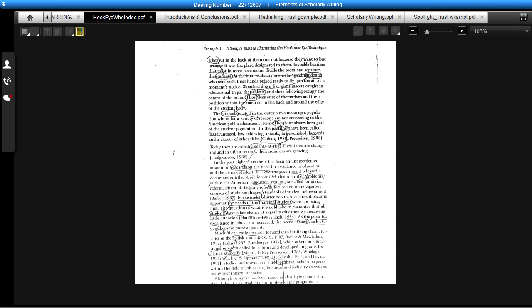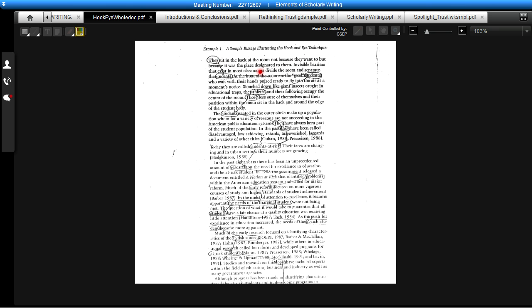Great. So the hook and eye technique is basically a way that you can follow your paper and get an idea of how your sentences are relating to one another. If you look at this sample here and you follow the circled words, you can see that in almost every sentence the subject or the focus of the paper is being highlighted. So first we have "they." "They sit in the back room, not because they want to, but because it was the place designated to them."